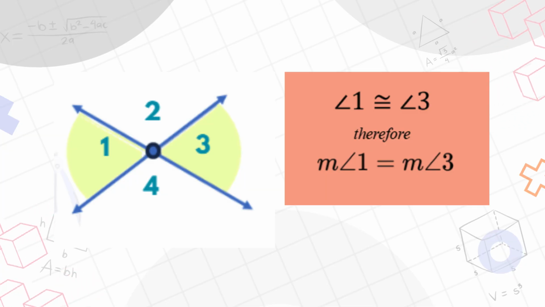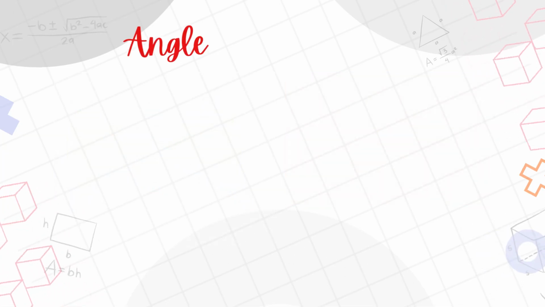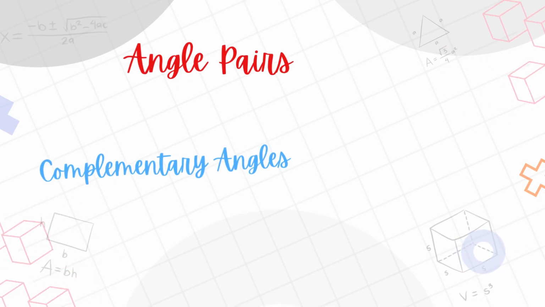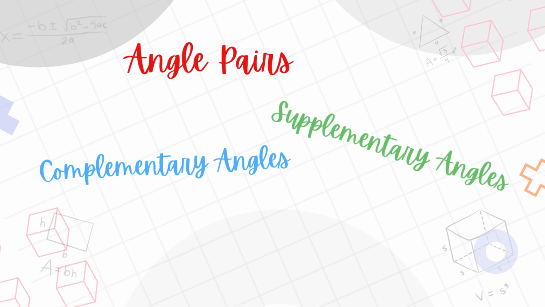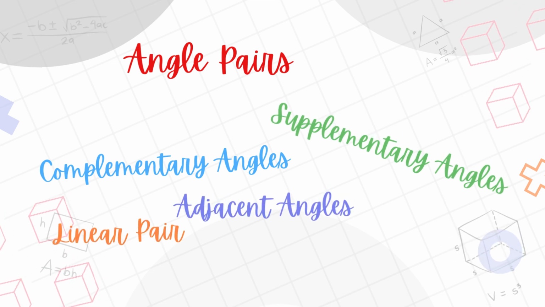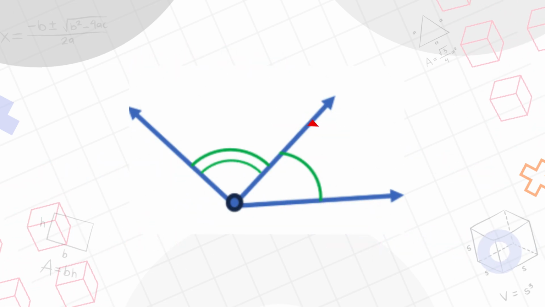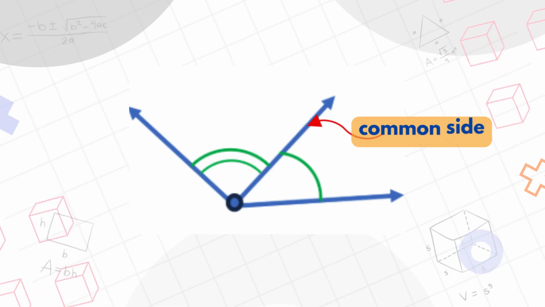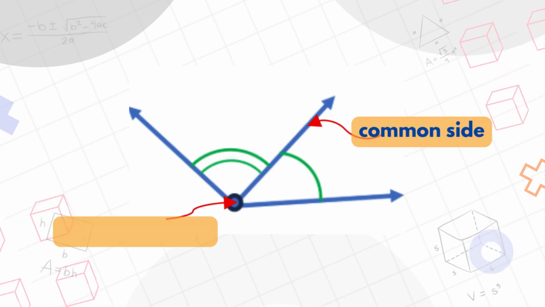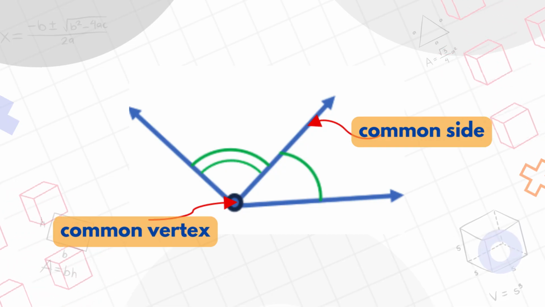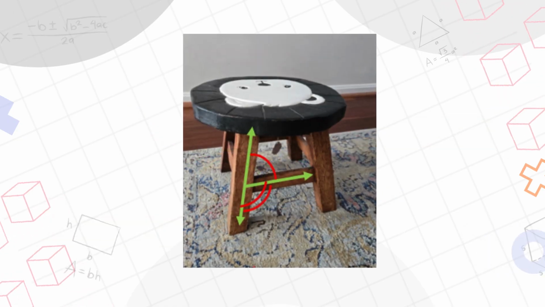future. If your lesson is on the key angle pairs in geometry, such as complementary angles, supplementary angles, adjacent angles, linear pair, and vertical angles, or if you have an assignment on this topic, or if you are preparing for a test in math, or a test in geometry in particular, or you're someone who's interested in learning math, then this video is for you.